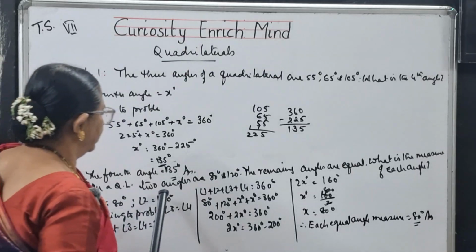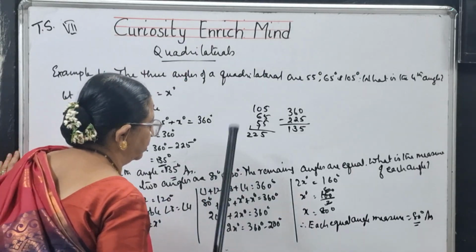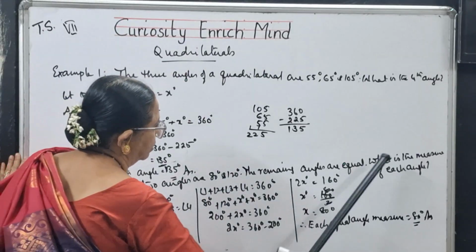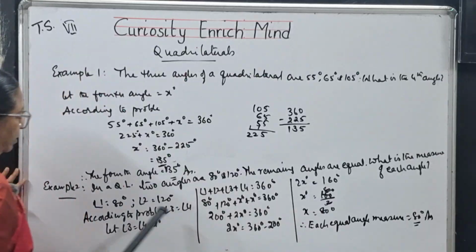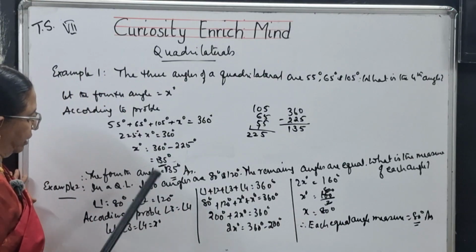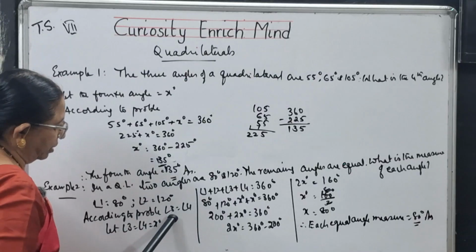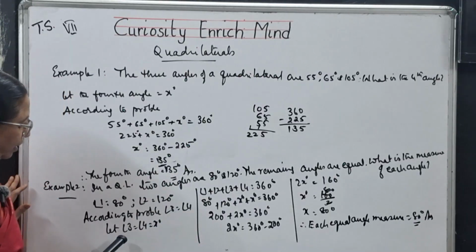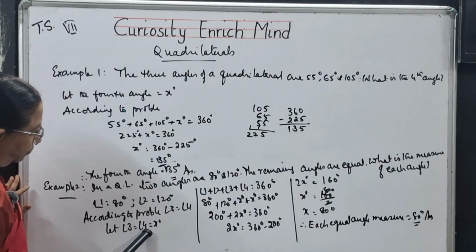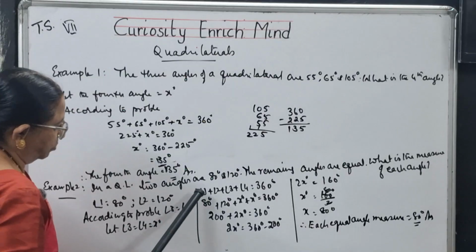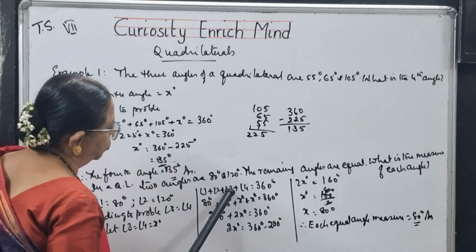Example 2. In a quadrilateral, two angles are 80 degrees, 120 degrees. The remaining angles are equal. What is their measure? So first angle, let us take 80 degrees. Second angle, 120 degrees. According to the problem, the third angle is equal to the fourth angle. Let us suppose that the third angle is equal to the fourth angle is x degrees. That means we know that angle 1 plus angle 2 plus.